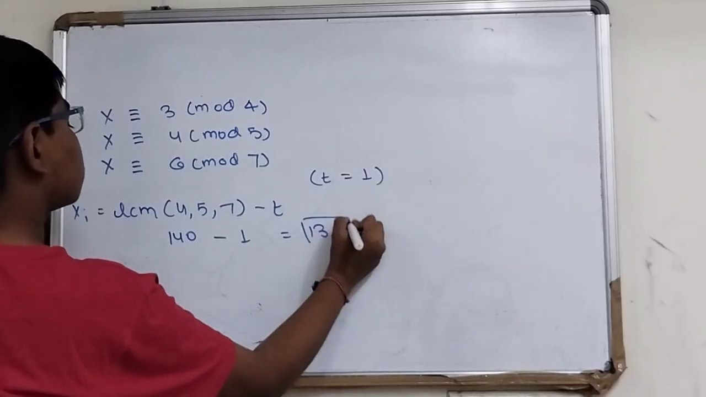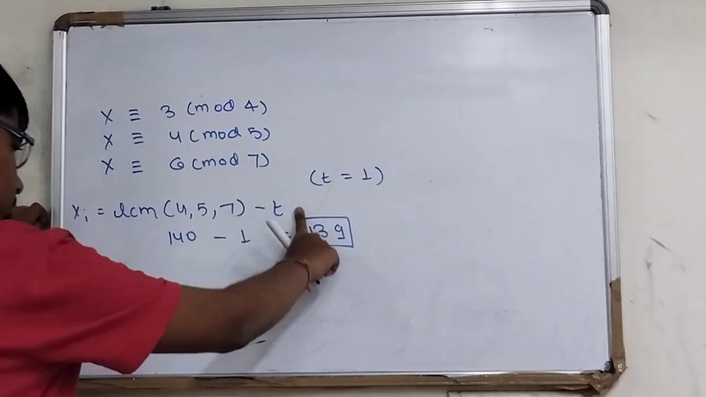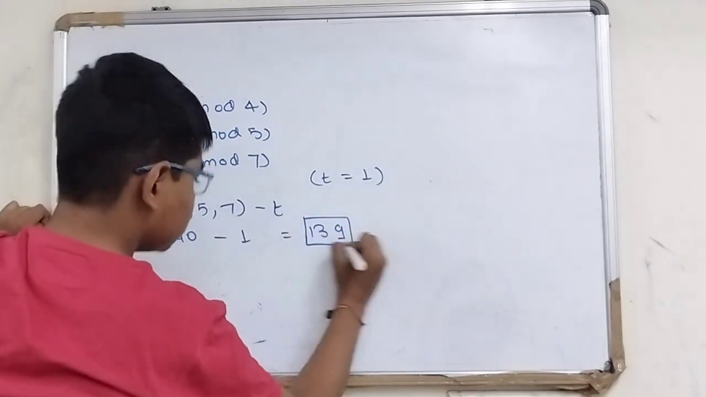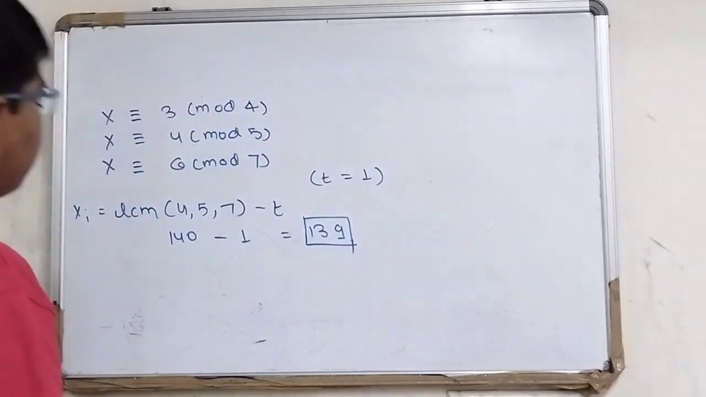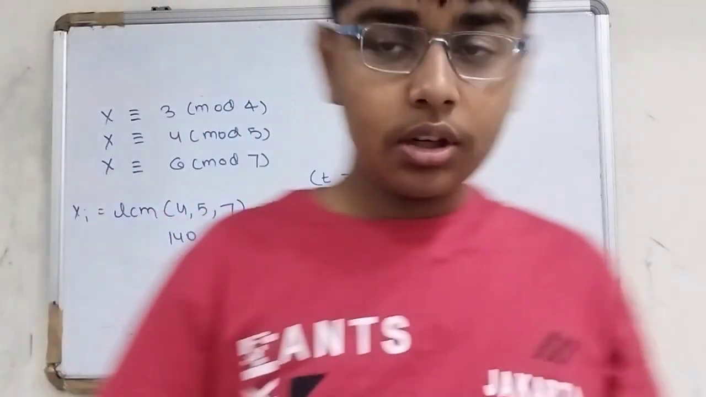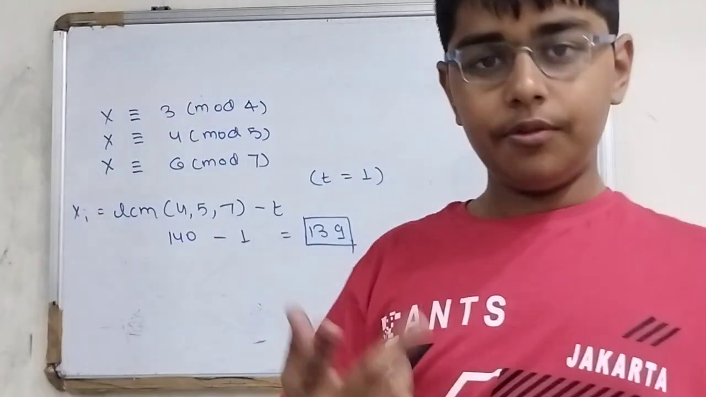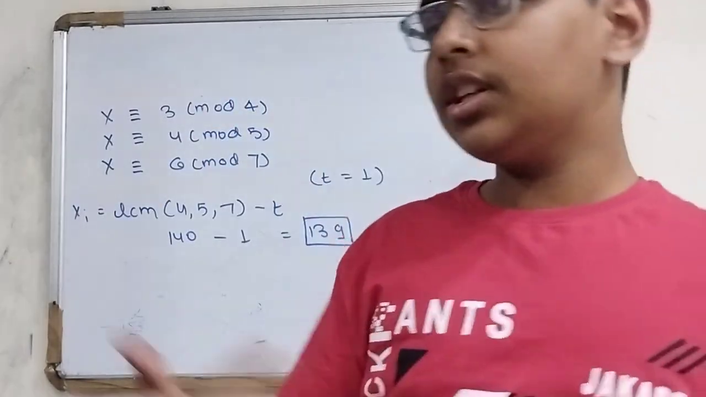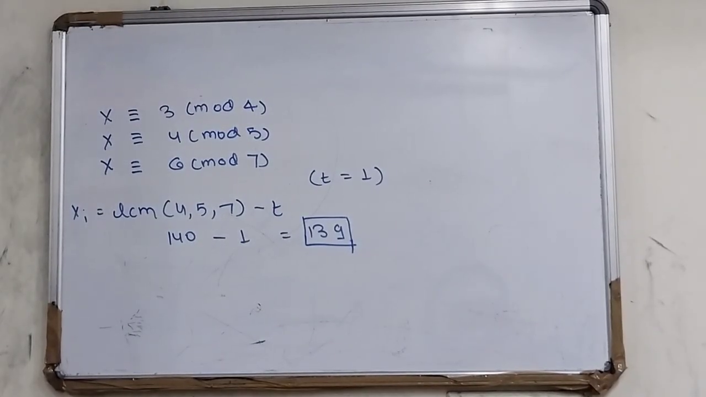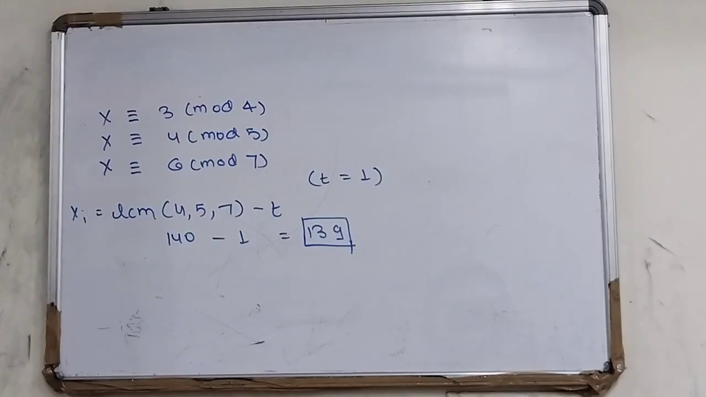139. So check now. You can ask Google, or you can try to solve by yourself: what is the smallest number which when divided by 4 gives the remainder 3, when divided by 5 gives the remainder 4, and when divided by 7 gives the remainder 6? Let me ask it for you guys to confirm that this is the correct answer.